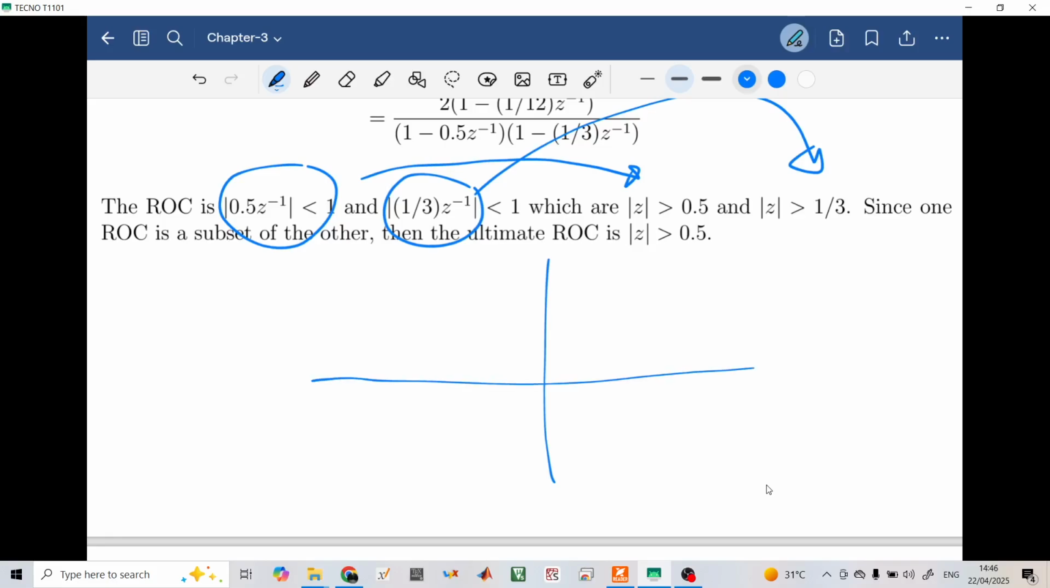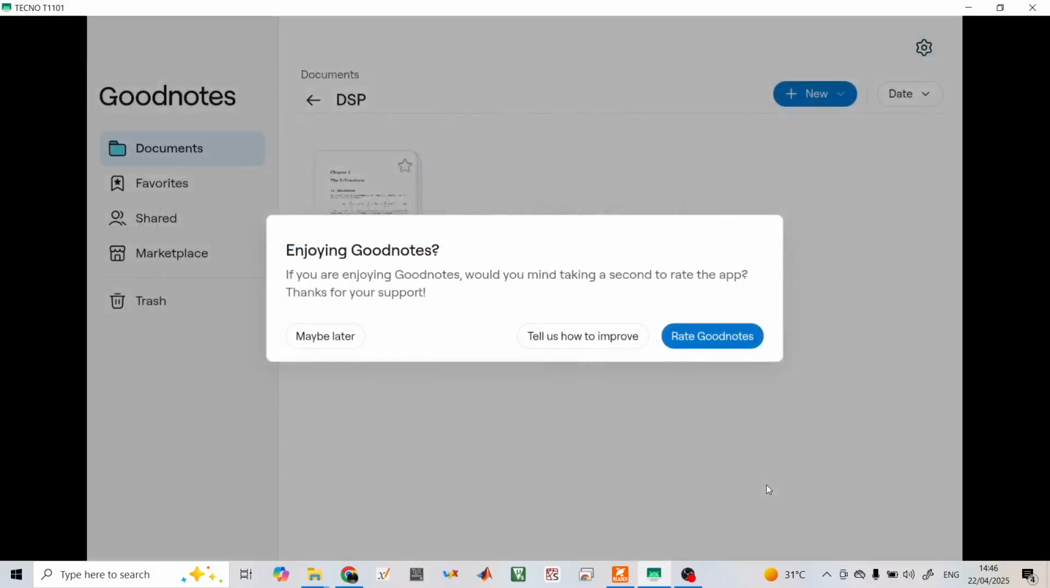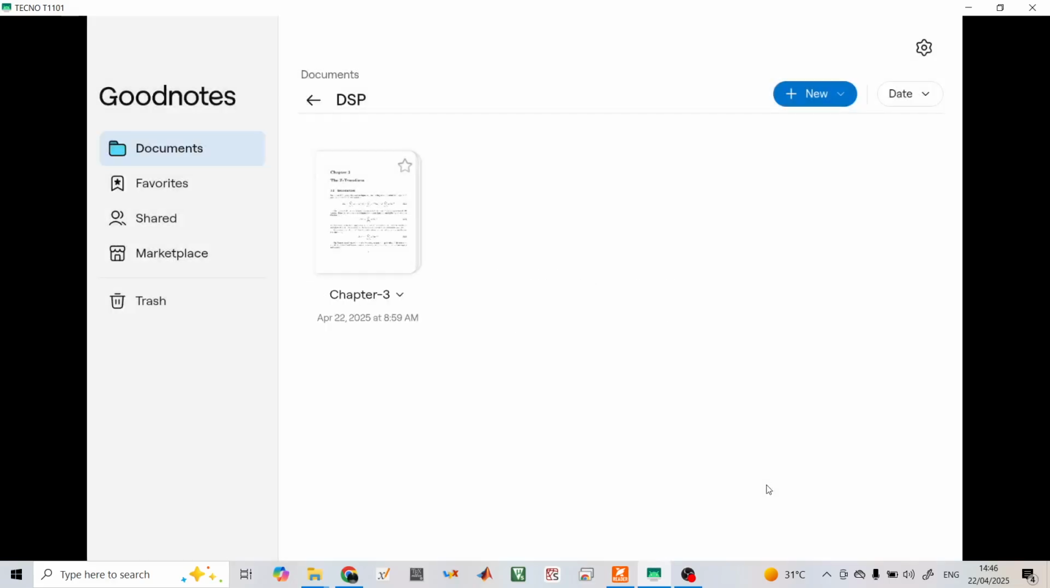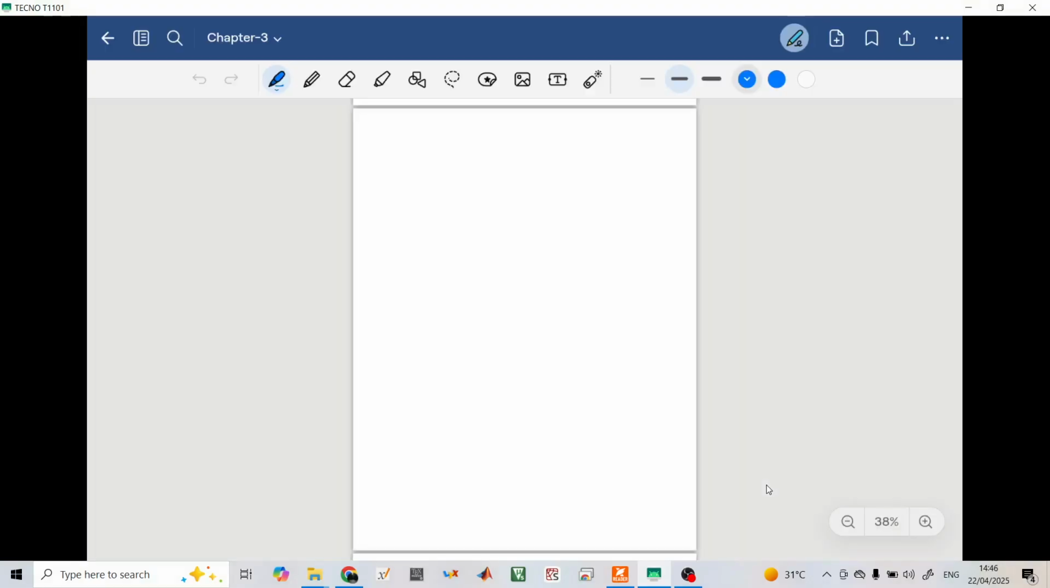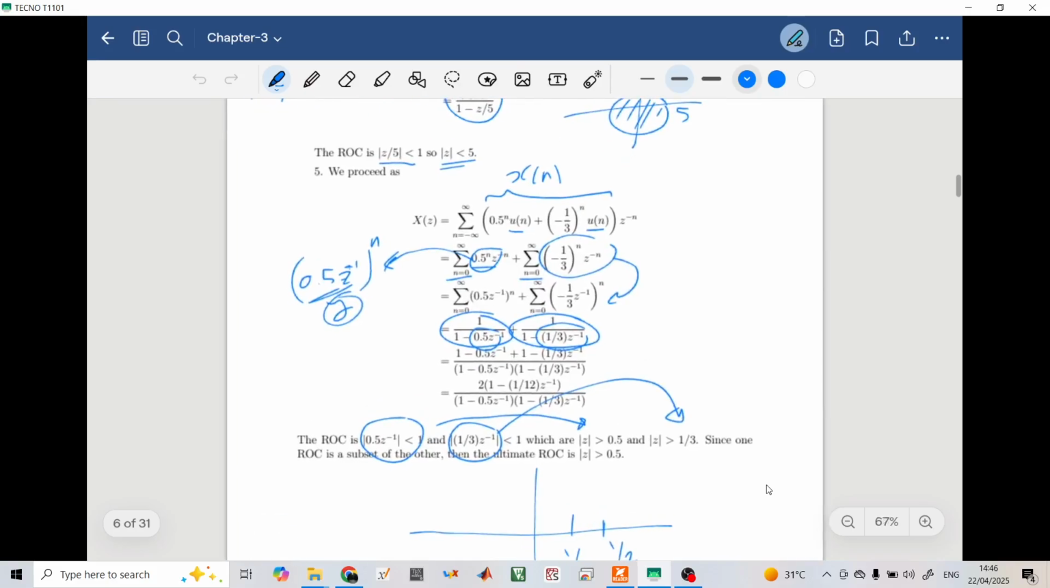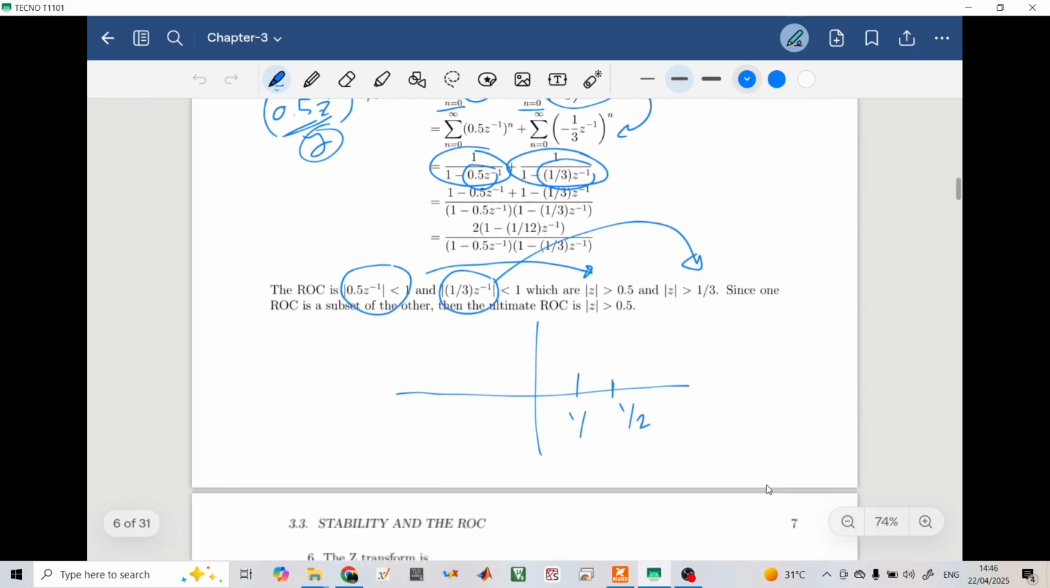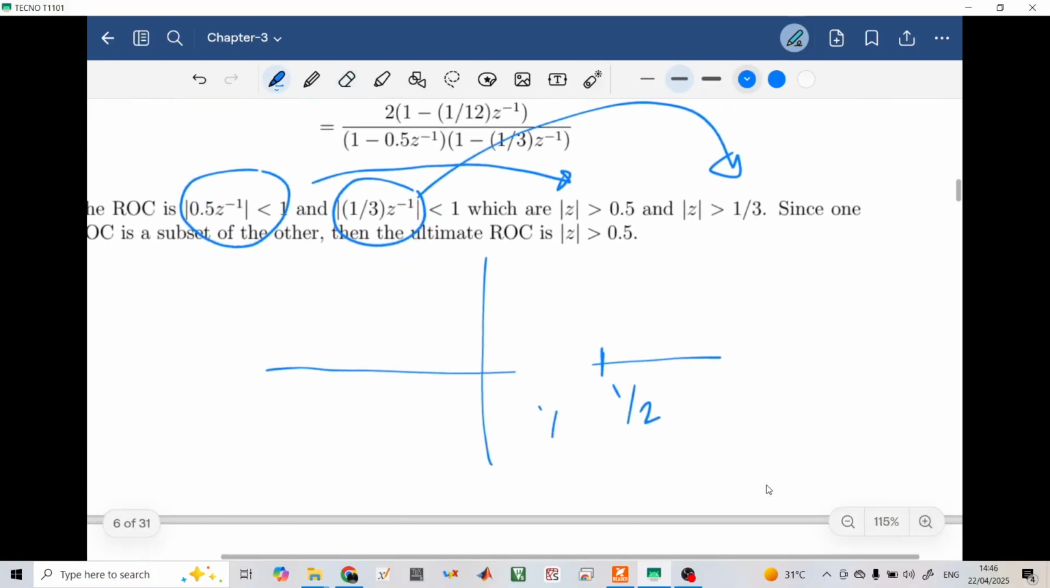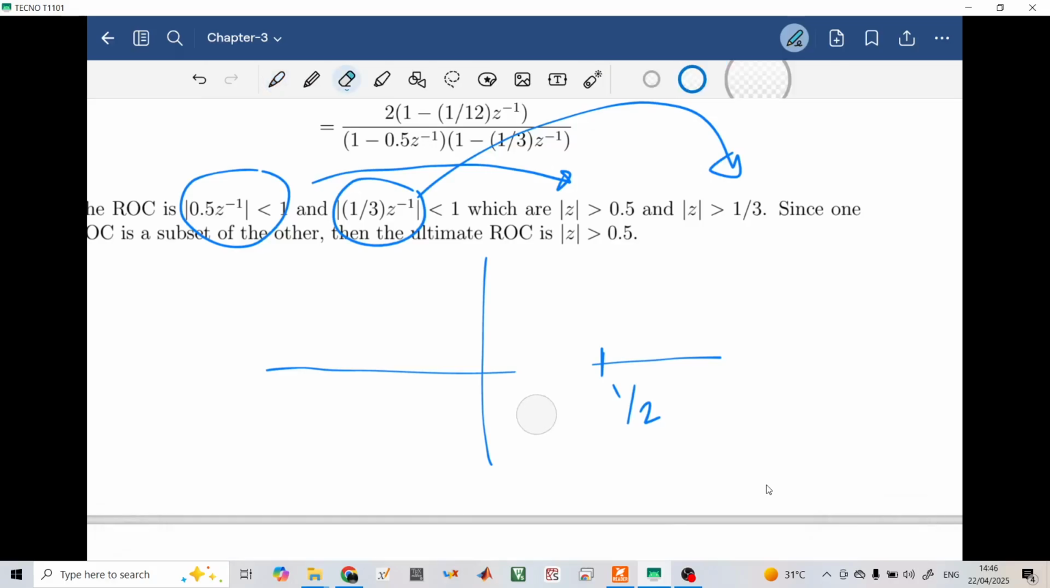So let's draw it. So this would be 1/2, right, and this would be 1/3. Sorry, let's do it. Okay, something went wrong. Let's return back to it. Sorry about that. So let's do this. Again, let's do this.